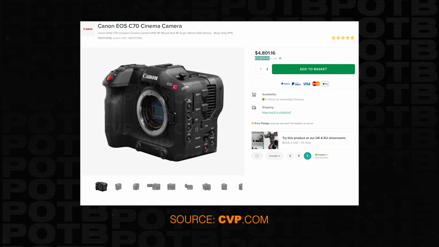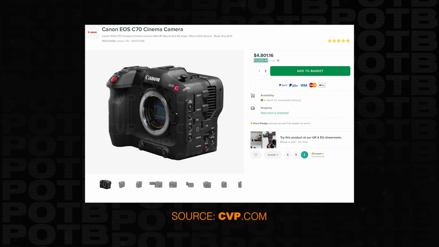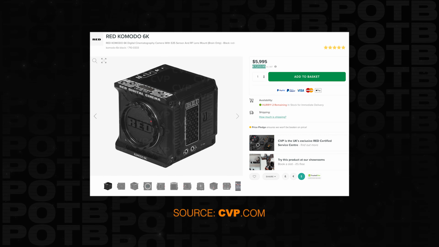This brings me to the first advantage of APS-C, cost. In most cases, both bodies and lenses are much more affordable for crop sensors. The reason for saying in most cases is because there are exceptions like the C70, the Red Komodo and others.